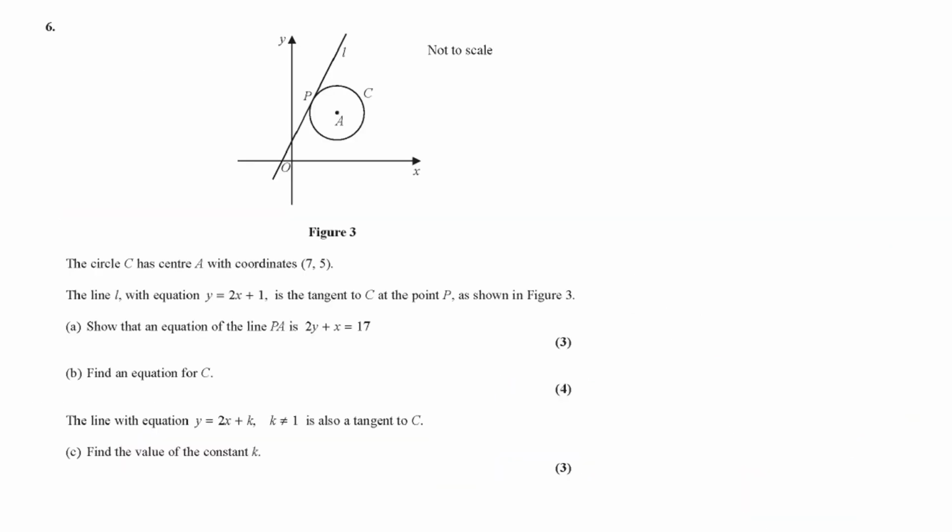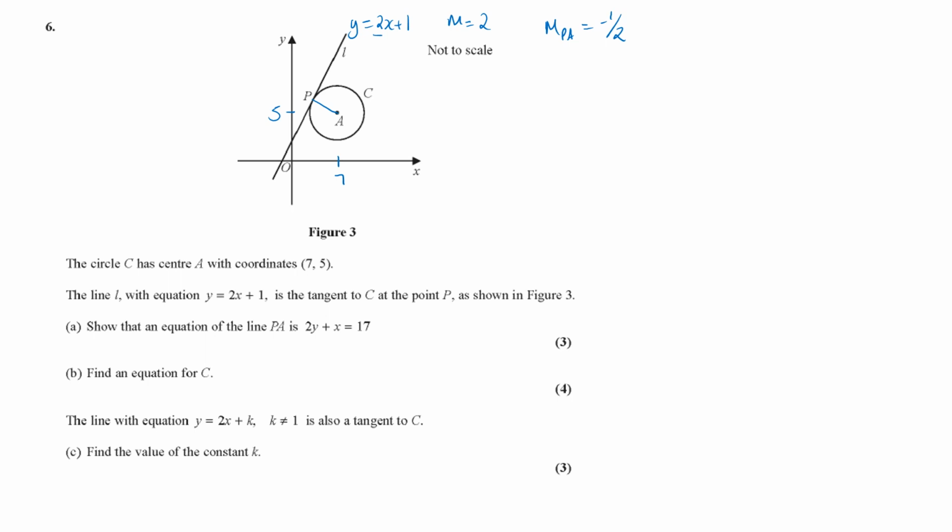Next question is our circle geometry question. We've got a centre 7, 5, so mark that in, and we've got a line that's tangent with equation y equals 2x plus 1, and we are being asked to show that the equation of the line P to A, where its tangent, is equal to 2y plus x equal to 17. So if we know that the gradient of the tangent is 2, so the m of the line P to A is going to be minus 1/2.